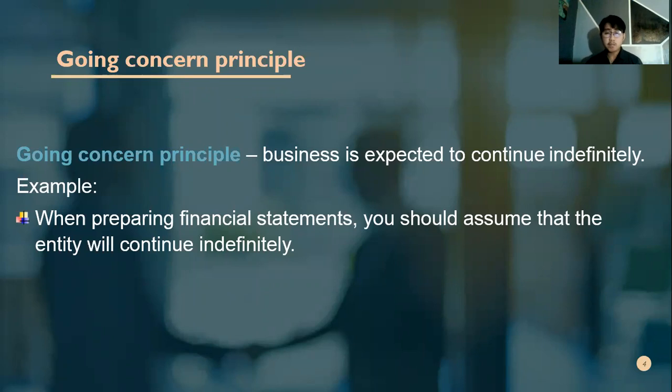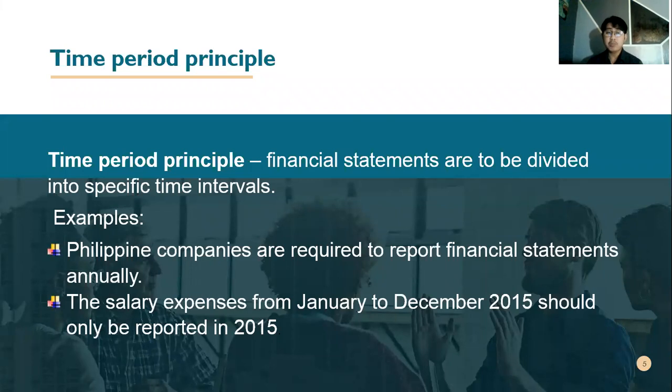Okay? Next naman na principle is the going concern principle. When we say going concern principle, the business is expected to continue indefinitely. When we say indefinitely, having no exact limit. Okay, so when you prepare a financial statement, you should assume that the entity will continue indefinitely. So that is the meaning or the definition of going concern principle. Next is the time period principle. When we say time period principle, the financial statements are to be divided into specific time intervals.